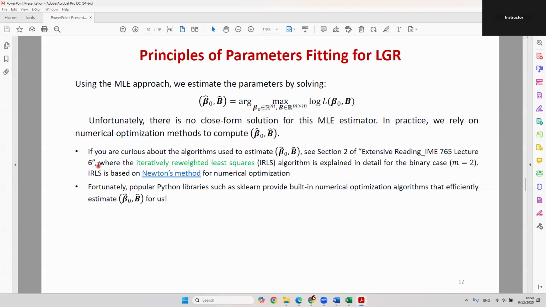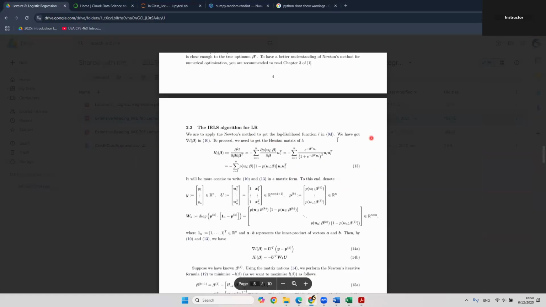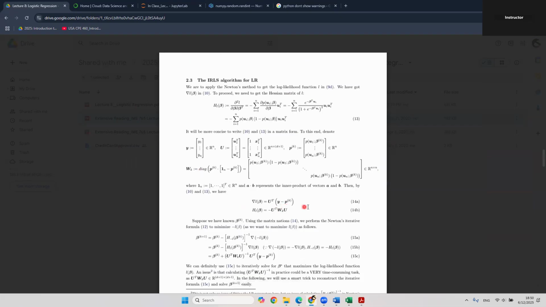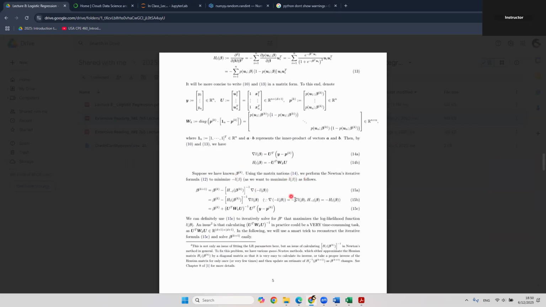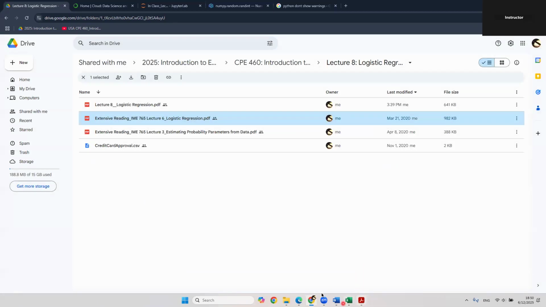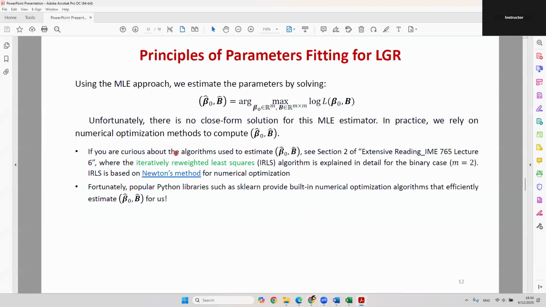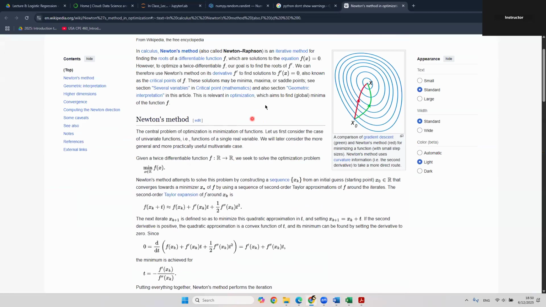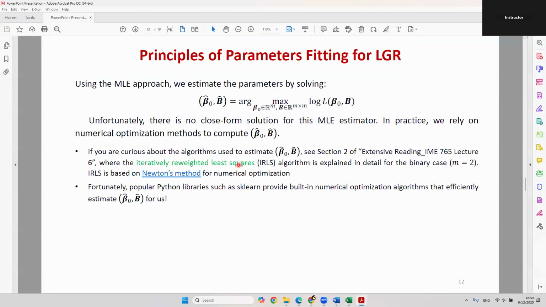IRLS, which stands for iteratively reweighted least squares. Basically, it computes the weights, then moves forward a step by the gradient, and then does it again and again until a threshold is satisfied, and then we stop. But again, it's a bit too much for this short class. It's based on Newton's method, which is a very standard method for numerical calculation. Just in case you're interested, you can read this, okay?